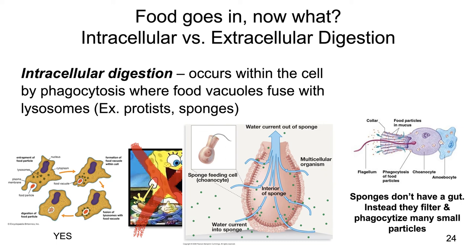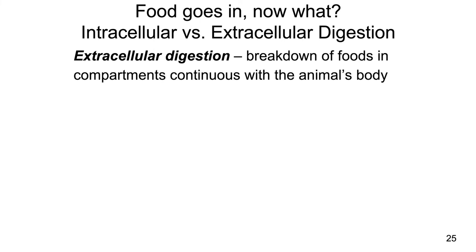Okay, so let's talk now about extracellular digestion. Remember, extracellular digestion is the breakdown of foods in compartments continuous with the animal's body. So basically, you're breaking down the food inside the body of the organism, but you're not breaking it down within the cells of the organism, okay? And there's a couple different types of extracellular digestion.